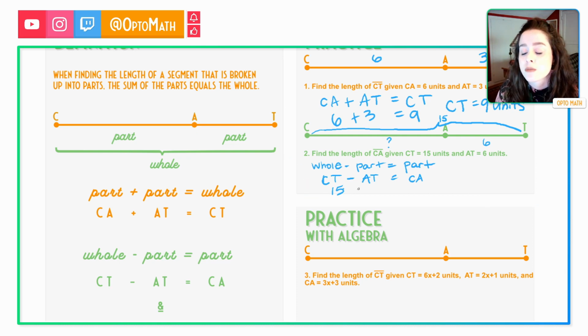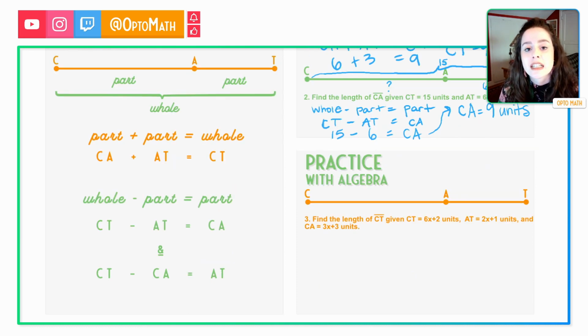Let's finish up our subtraction here. So 15, which is CT, minus AT, which is 6, equals CA. That's what we're trying to find, so it stays as CA. So let's continue that over here. 15 minus 6 is 9. So CA equals 9 units. Now, the fact that these both have the same answer is just coincidence. So don't read into that or anything.